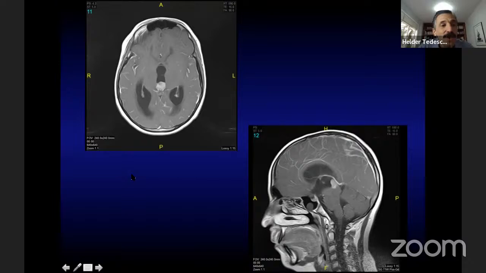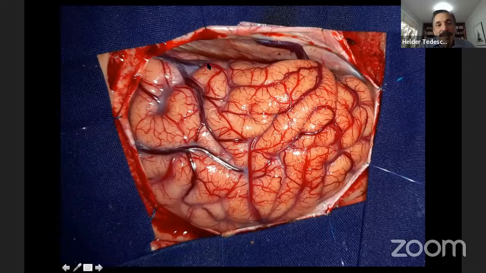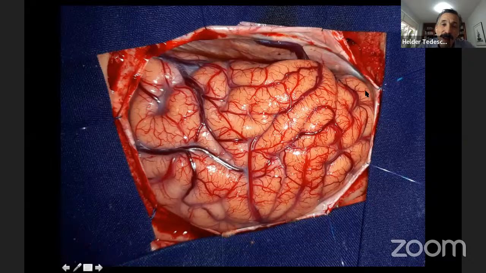So again, sometimes you have bridging veins here. They can be coagulated. The major problem with veins is not here. The problems are here in the inferior part of the occipital pole. Sometimes there are important veins and you have to preserve them. Be very careful when you place your retractor here. So this vein was divided and sacrificed.